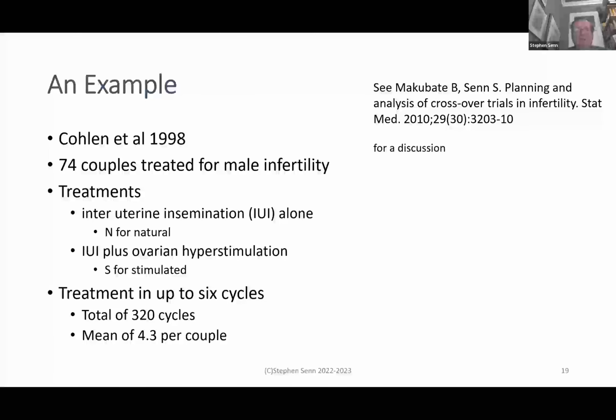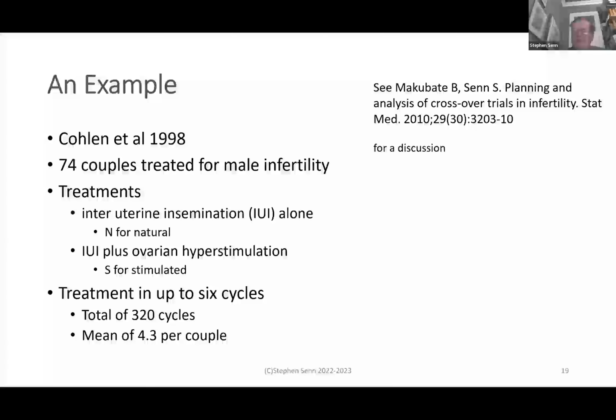So I'm going to have a look at an example here. This is from Cohen et al. in 1998. 74 couples were treated for male infertility. The treatments were intrauterine insemination alone, N for natural, or including ovarian hyperstimulation, S for stimulated. And treatment was in up to 6 cycles, or a total of 320 cycles, and a mean of 4.3 per couple. You'll see this particular example discussed some years ago in Statistics in Medicine.